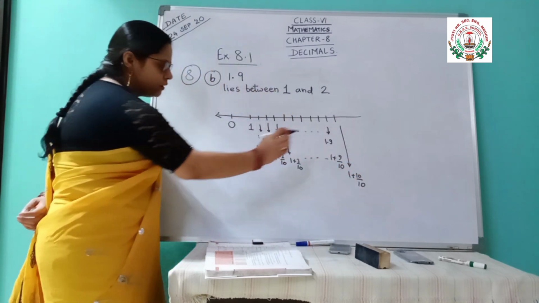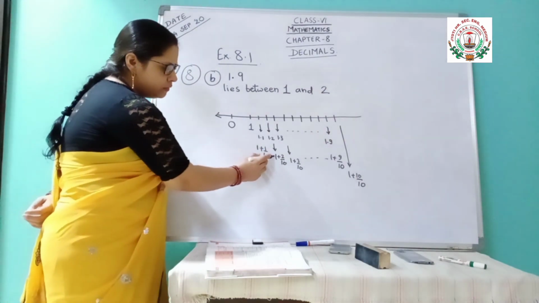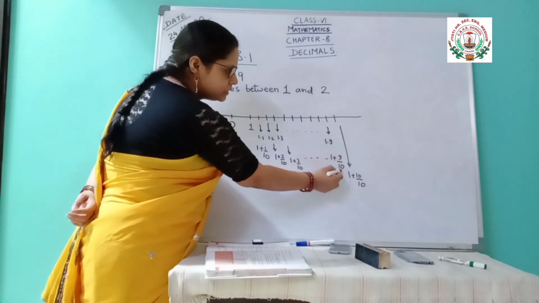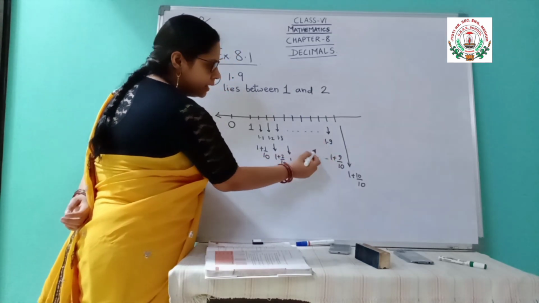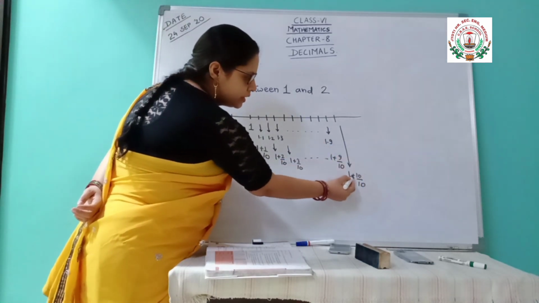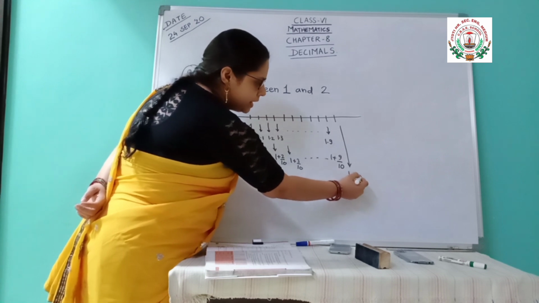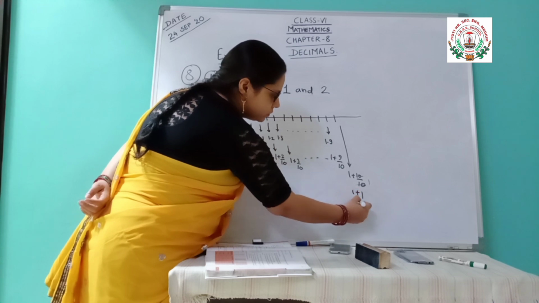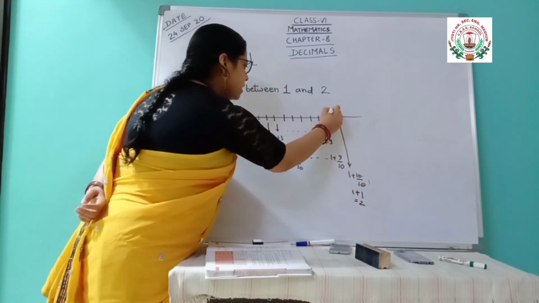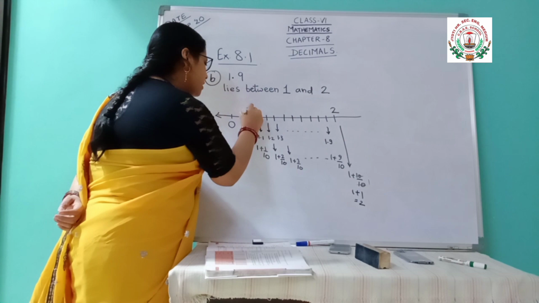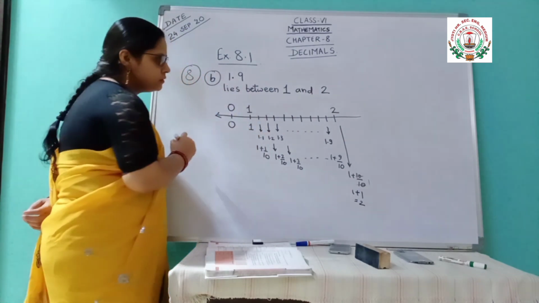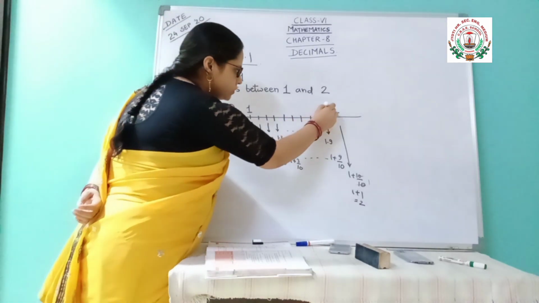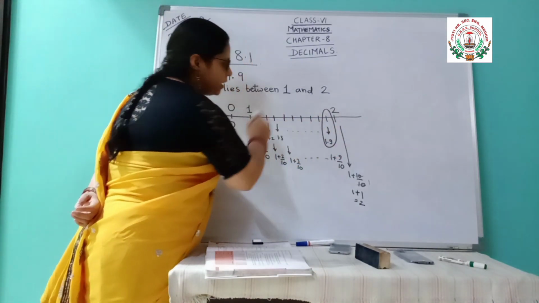In this way you are going 1 plus 1 by 10, 1 plus 2 by 10, 1 plus 3 by 10 and so on, 1 plus 9 by 10 for 1.9. And the next number will be 1 plus 10 by 10. When you cancel 10 by 10 you get 1, means 1 plus 1, that is total equal to 2. So this marking is your 2, this marking is your 1 and this marking is your 0. So your question is 1.9, and this is your 1.9.